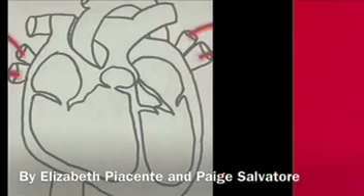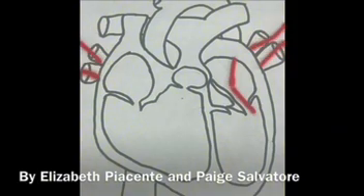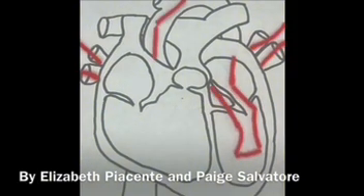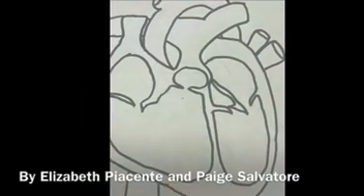Pathway of oxygenated blood. Oxygenated blood goes in through the pulmonary veins, into the left atrium, through the bicuspid valve, into the left ventricle, up through the aortic valve, and through the aorta.